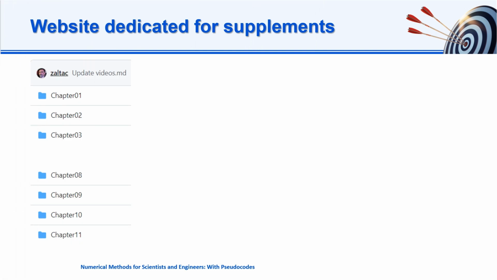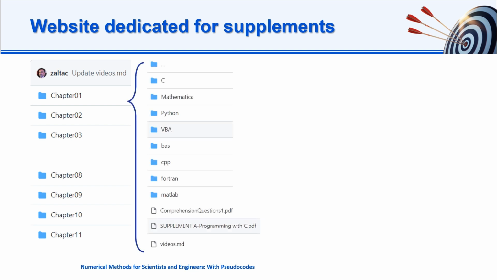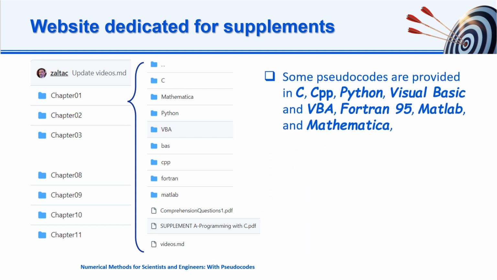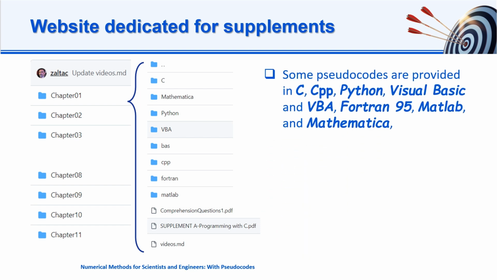The website is organized into chapters. Each chapter contains C, C++, Python, Visual Basic and VBA, Fortran 95, MATLAB, and Mathematica modules converted using some pseudocode presented in the textbook. These programs illustrate how a pseudocode can be converted to an actual code. Engaging students with the codes helps them develop essential programming skills, including debugging, problem-solving, and logical thinking. Running programs provide students with immediate feedback, which enhances learning.